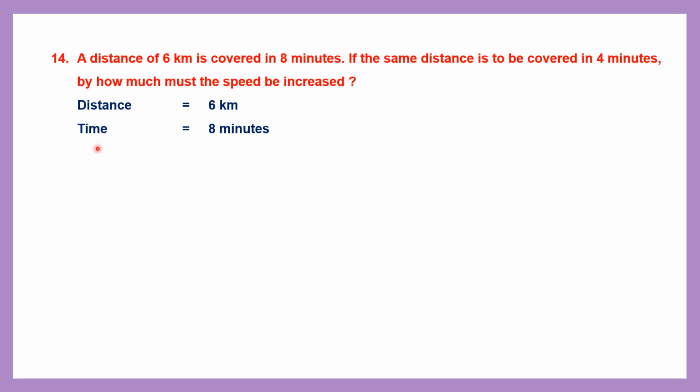So distance and time are given. Now we have to find the speed. Speed, the formula is distance by time. Divide distance by time. So distance is 6 kilometers and time is 8 minutes. Okay. So now we can cancel 6 and 8 by 2. 2 3s are 6, 2 4s are 8. So what do we have? We have 3 by 4. This time we can say kilometer per minute. So this time our speed is 3 by 4 kilometer per minute.